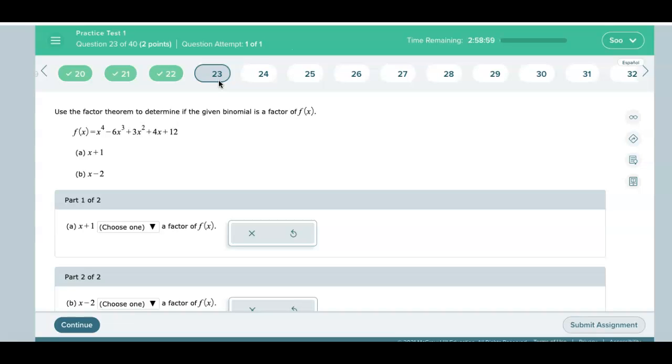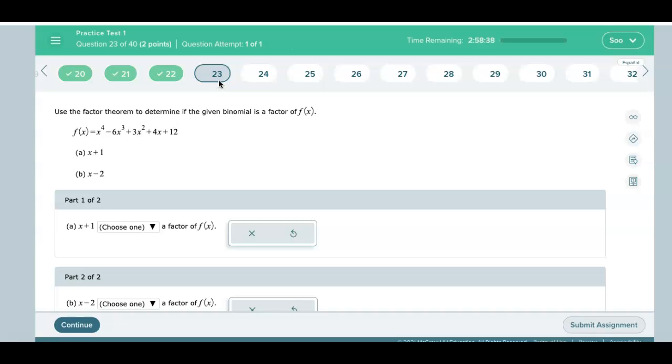If it's a factor, if we divide, we're going to get a remainder of 0. You can do this two different ways. You can use synthetic division, actually do the division, and see if the remainder comes out to be 0. Or we can use the factor theorem. We can actually plug in. I think I will do that because I have my Desmos up and everything.